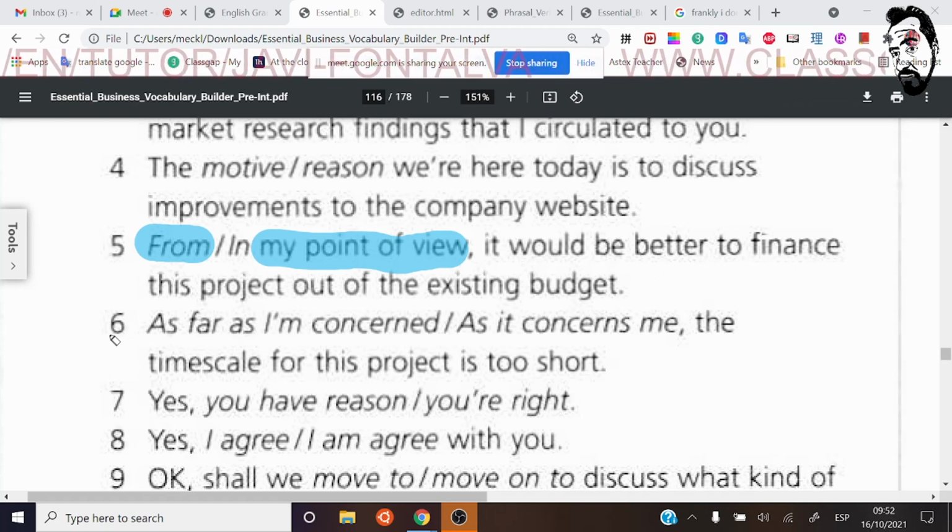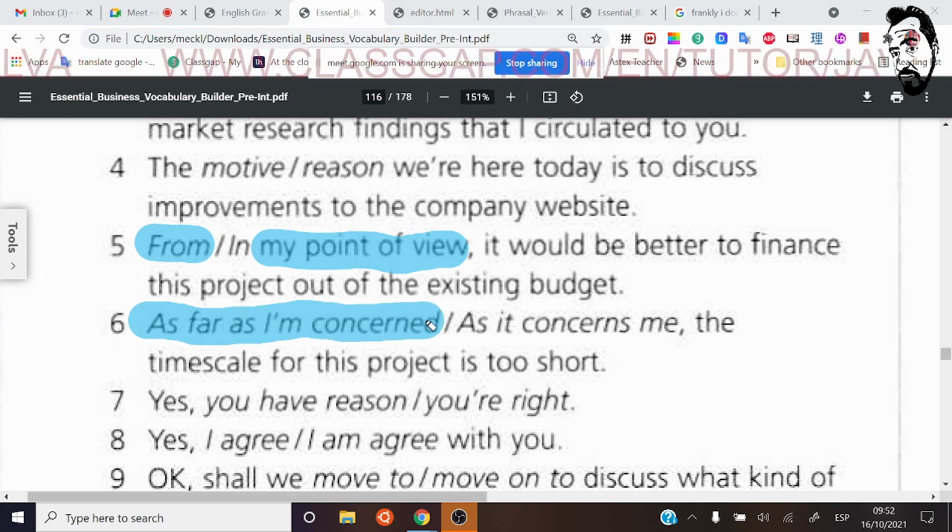Okay. 6. As it concerns me? No. As far as I'm concerned. As far as I'm concerned, the time scale for this project is too short. Time scale, tiempo disponible para hacer algo. ¿Vale? Time scale.